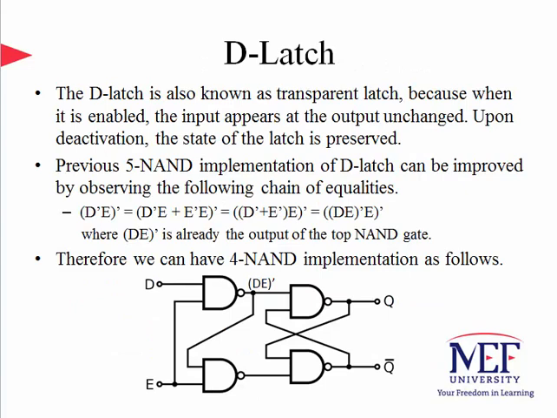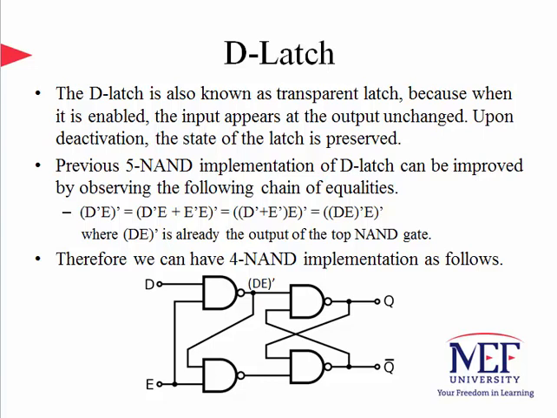The D-latch is also known as a transparent latch because when it's enabled, the input appears at the output unchanged. Upon deactivation, the state of the latch is preserved. The output follows the input stream, of course, within 2-level gate delays, until the enable signal is deasserted, in which case the binary information that was present at the data input at the time the transition occurred is retained or stored.